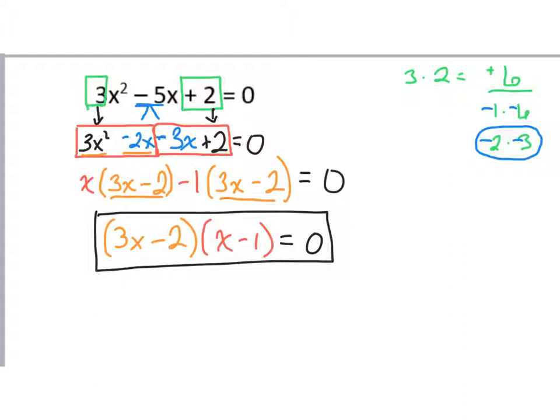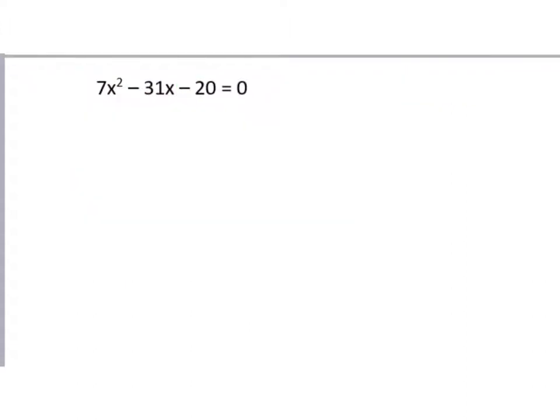Let's look at the next example. 7x squared minus 31x equals 20. So remember, the first thing I did was look at the last number and the first number and multiply them together. When I do that, I get a negative 140.